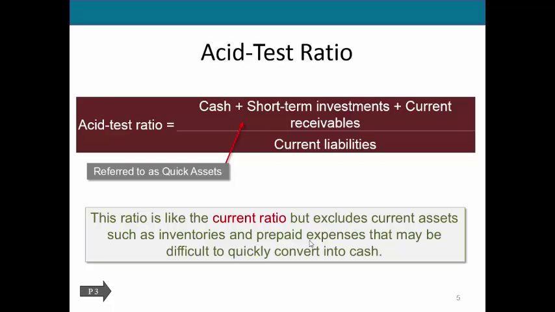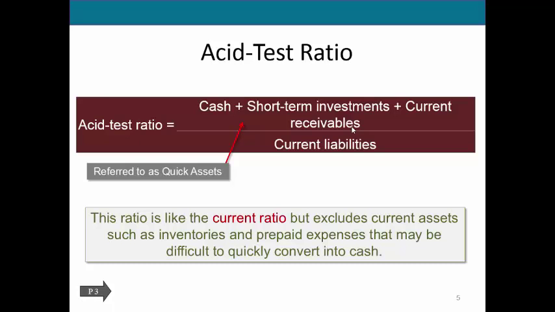So rather than including all current assets, it's only going to include current assets that are extremely close to cash, and we call those quick assets. So with the acid test ratio, we're only going to include cash, short-term investments, and current receivables. If you'll remember, a receivable is a promise to get what? It's a promise to get cash.